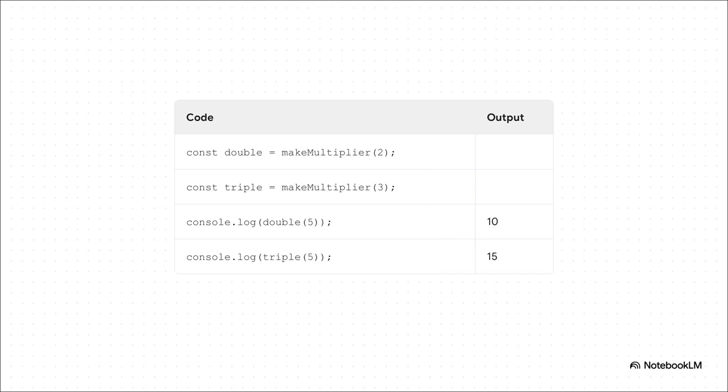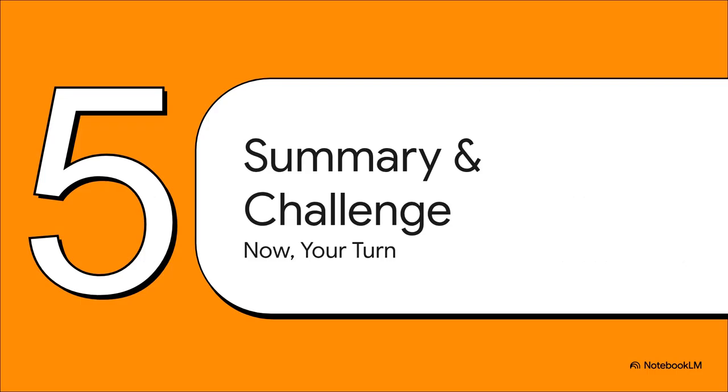And here's another awesome pattern, factory functions. This makeMultiplier function is like a little factory that produces other functions for us. When we call makeMultiplier(2), it spits out a brand new function that has remembered, through a closure, that its factor is 2. We can use this to build any number of specialized functions on the fly, each with its own little memory.